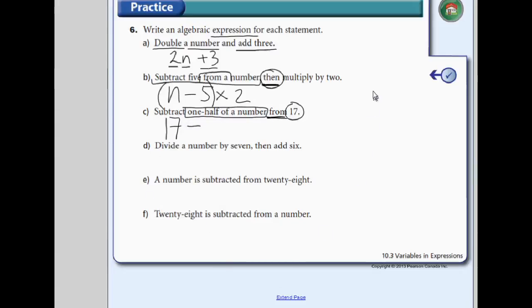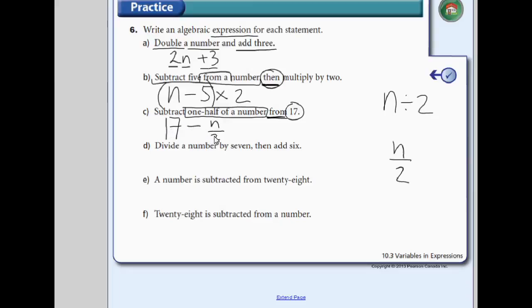Well, what is 1/2 of a number? Here's a number, and I want half of it. I could do that number divided by 2, and that would be half of that number. Or I could write n divided by 2. That would also be half of a number. So I could do 17 minus n over 2. And that would be subtracting 1/2 of a number. I'm subtracting it from 17.